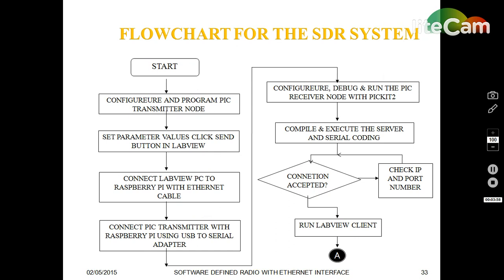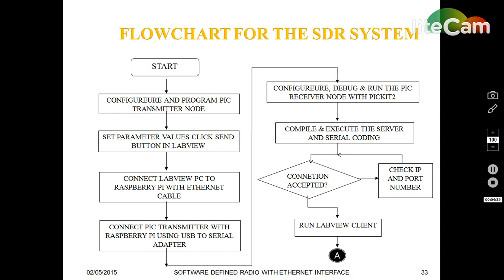Then the flowchart for the SDR system, software defined radio system. As a whole, the system has to configure and program the PIC transmitter node. Then you have to set the parameter values and click the send button in the LabVIEW. After connecting the LabVIEW PC and Raspberry Pi with the Ethernet cable, connect the PIC transmitter with the Raspberry Pi using a USB to serial adapter. Then configure, debug and run the PIC receiver node with PIC2.